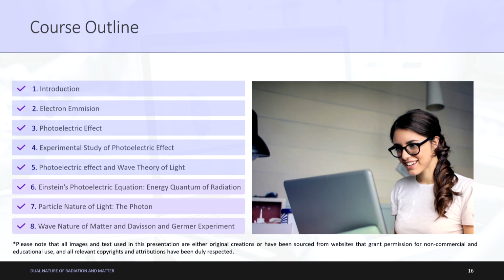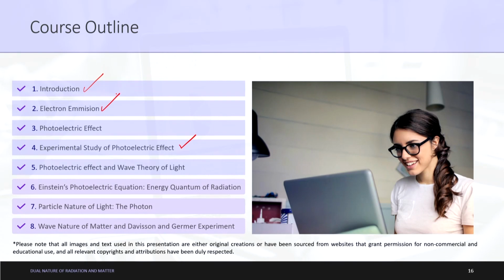Okay. So course outline for you first of all. Right now we are on the fourth point, that is experimental study of photoelectric effect. In the previous discussions, in the first point of introduction, we understood the complete concept of why we are studying this, what was the history behind dual nature of radiation and matter, and about different scientists, what was the complete era in which this procedure started. In the second point of electron emission, we understood how the electron is being emitted, where these electrons reside, what is the work function, what is the threshold frequency, etc.